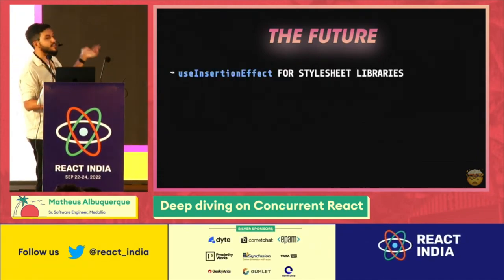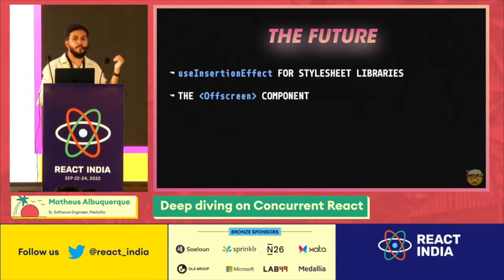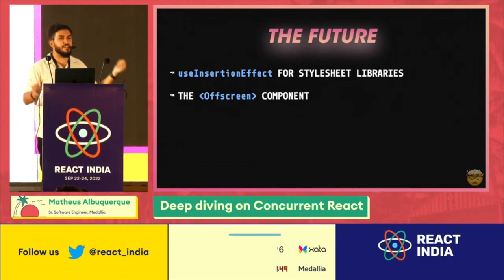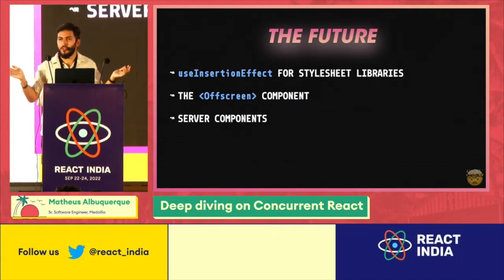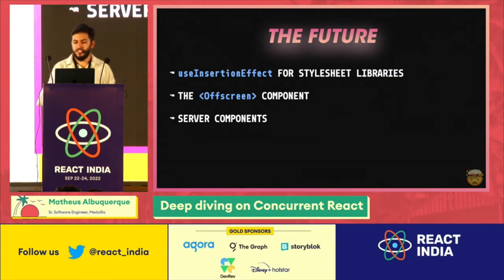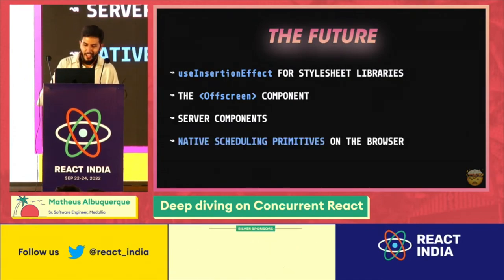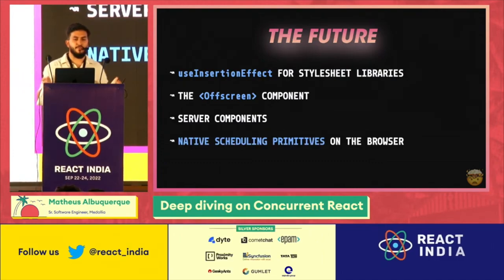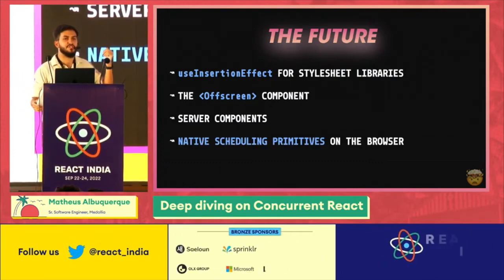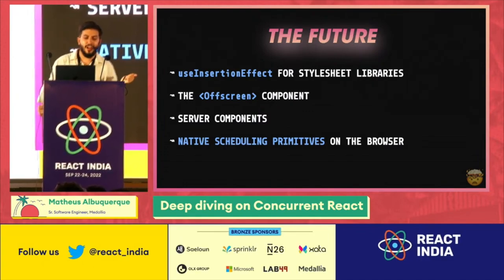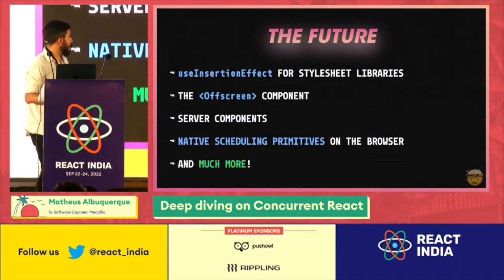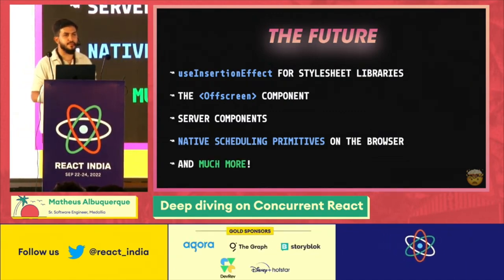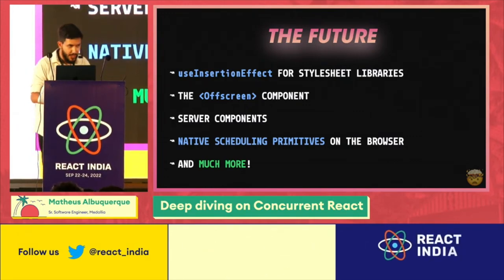There's going to be also more hooks for library maintainers, like useInsertionEffect, in fact. The Offscreen component, which is a declarative way of assigning idle priority to some part of your tree. Server components, which don't need further explanation. They are amazing. And the web also has a lot of things. Some of the APIs I mentioned are still being specced, like the UD. So we're going to have a lot of native scheduling primitives in the browser, and that's going to be amazing, and much more. Seriously, we could have tons of different talks about each of those topics, and it wouldn't be enough.